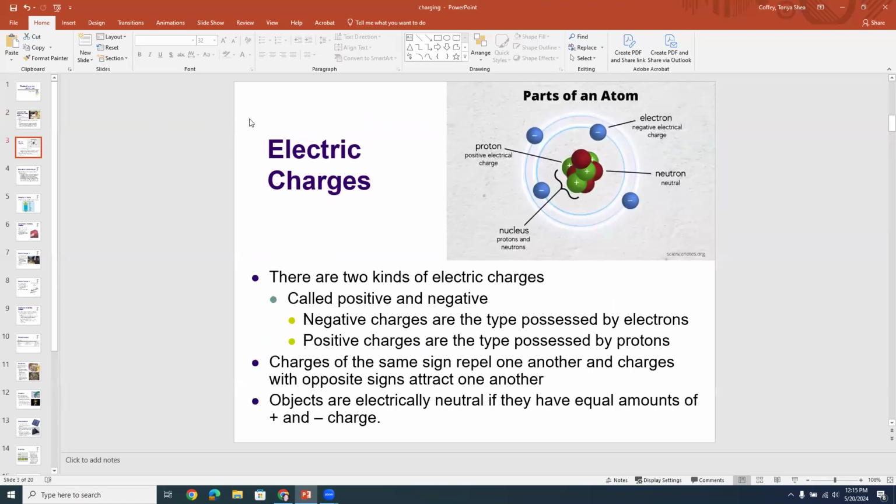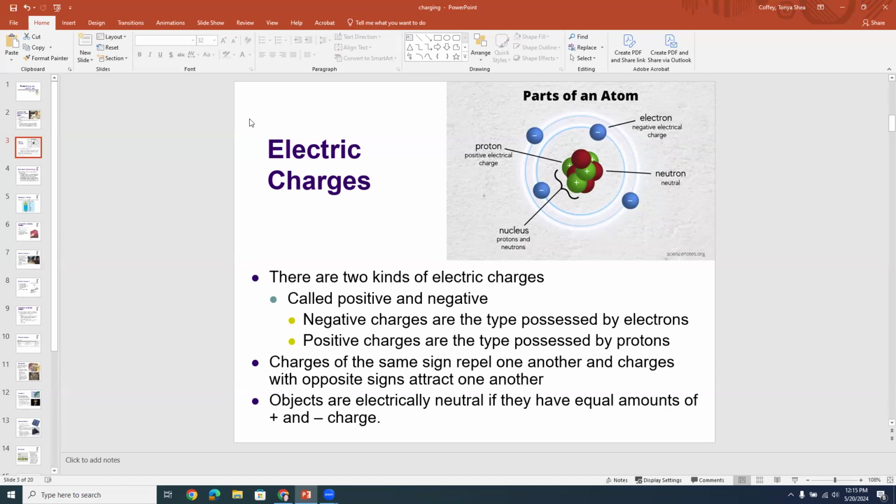Now, there's two kinds of electric charges, and there are positive and negative charges. Negative charges are the types possessed by the electrons in the atom, and positive charges are the types possessed by protons in the atom. And just as a quick reminder, in the atom, the nucleus, or the core of the atom, is made of protons and neutrons, the protons positively charged and the neutrons neutrally charged. And then the nucleus is orbited by the electrons, which have that negative charge.